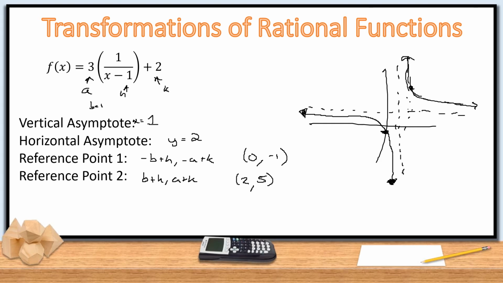Sometimes you might just test a couple of values near the asymptotes. The vertical asymptote is 1, so let's test when x is 2 and 0 to see where the points are. Maybe let's do 3 and minus 1 as well, just to get the general gist of it. And then maybe 1 point that's really close to the asymptote as well.